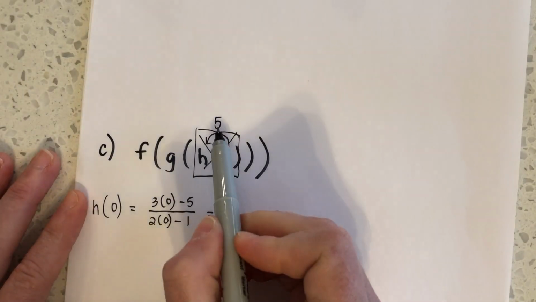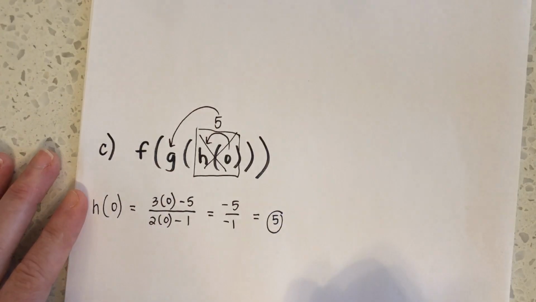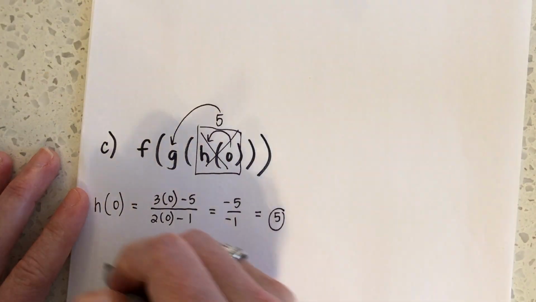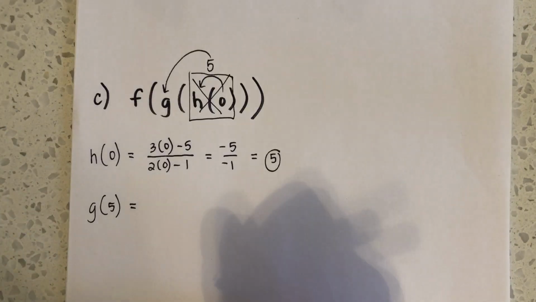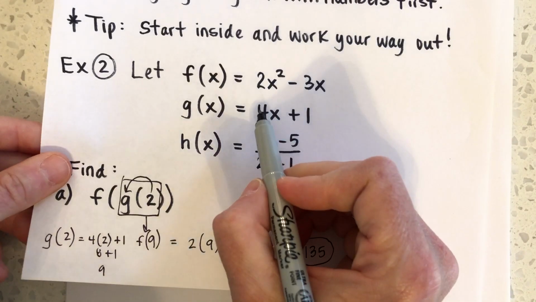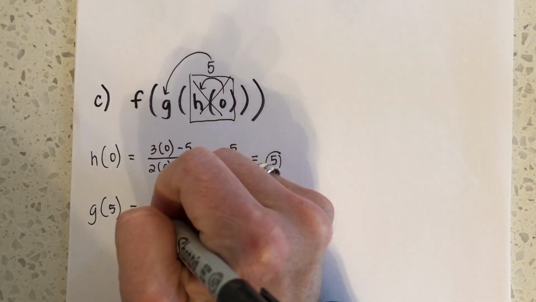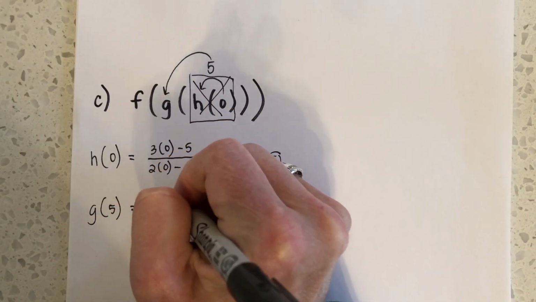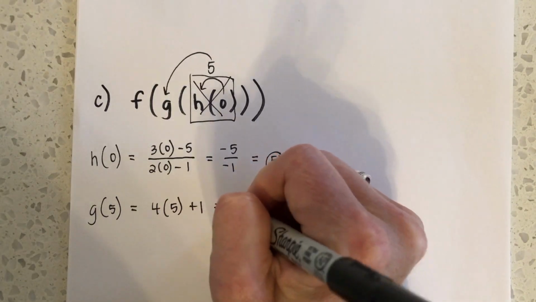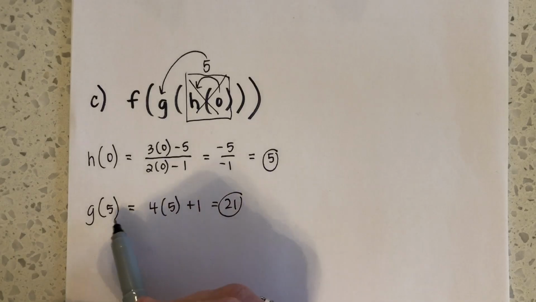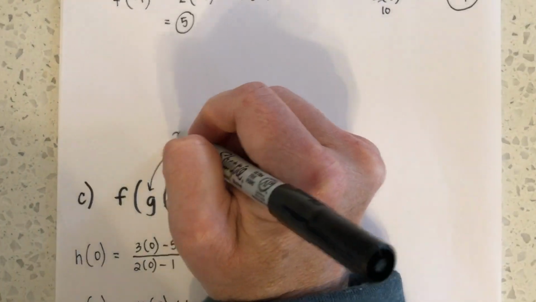So now I have to plug 5 into the next function, g. So now I have to find g of 5. Well, if we find g of 5, I have to go to function g and plug in 5. So that'll be 4 times 5 plus 1. Well, that's 20 plus 1 is 21. So that means I got 21 from g of 5. So now I got 21.